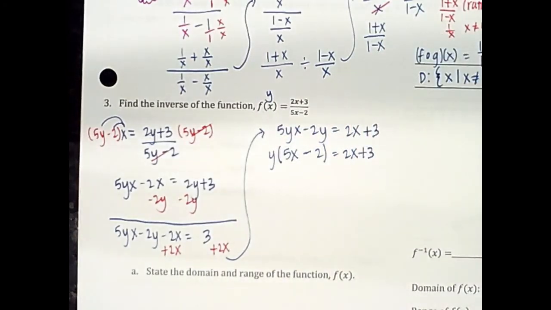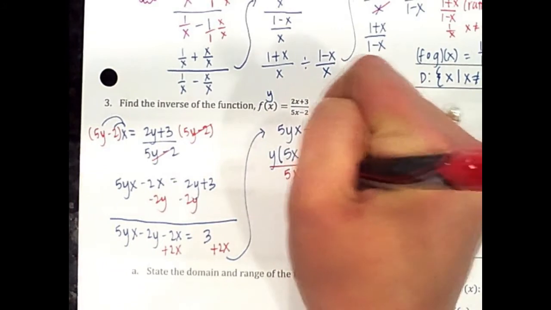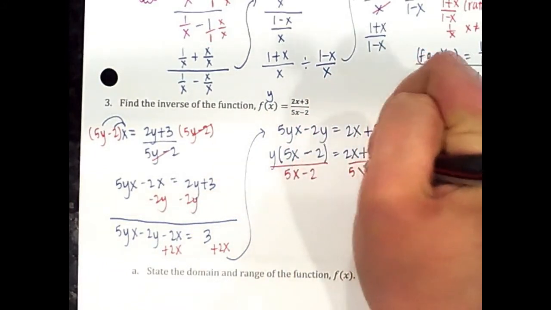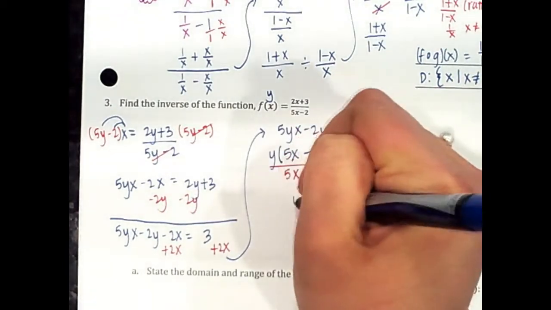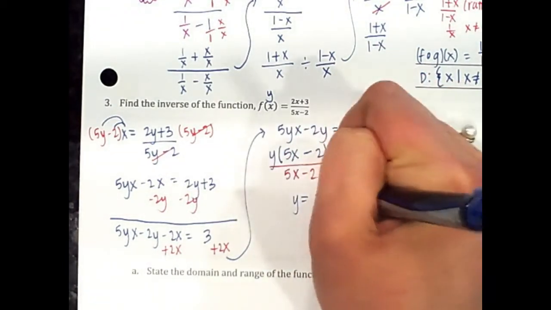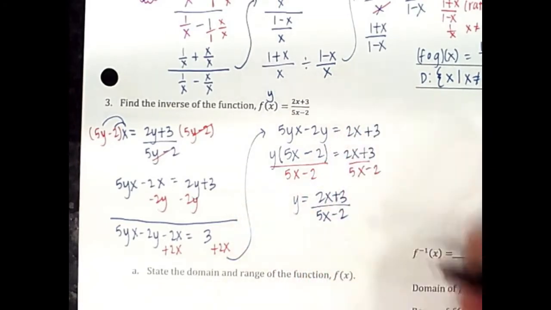Again, our goal is to get y by itself. So this is being multiplied, so the way that we get rid of it is by division. So my inverse is here. My answer: 2x plus 3 over 5x minus 2.